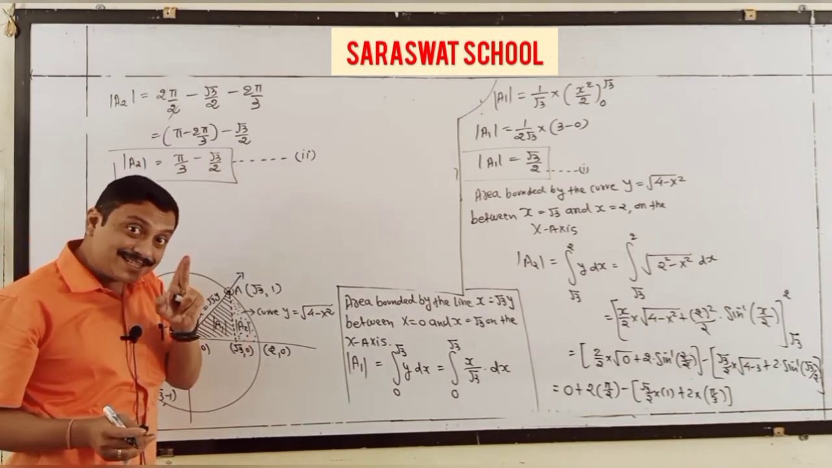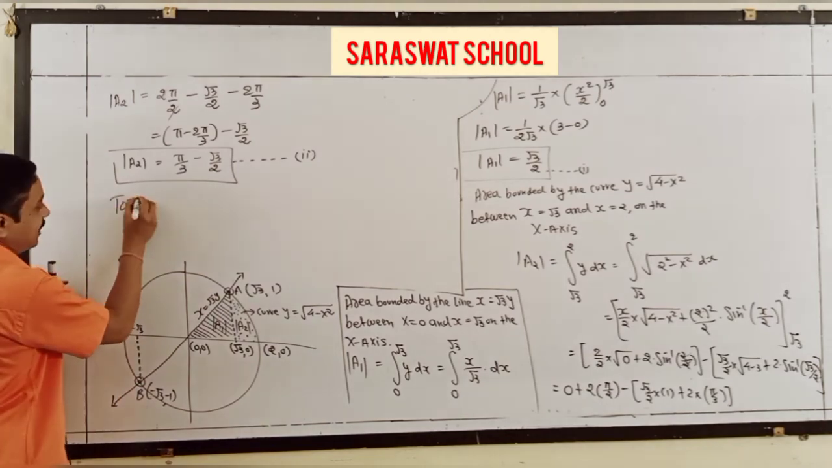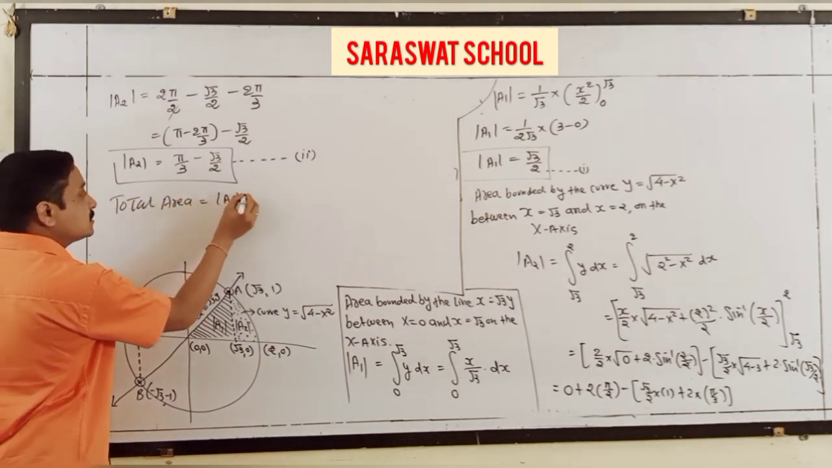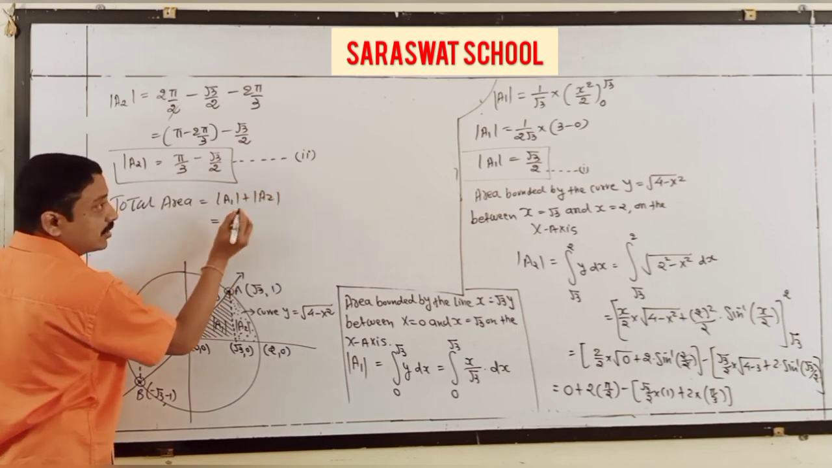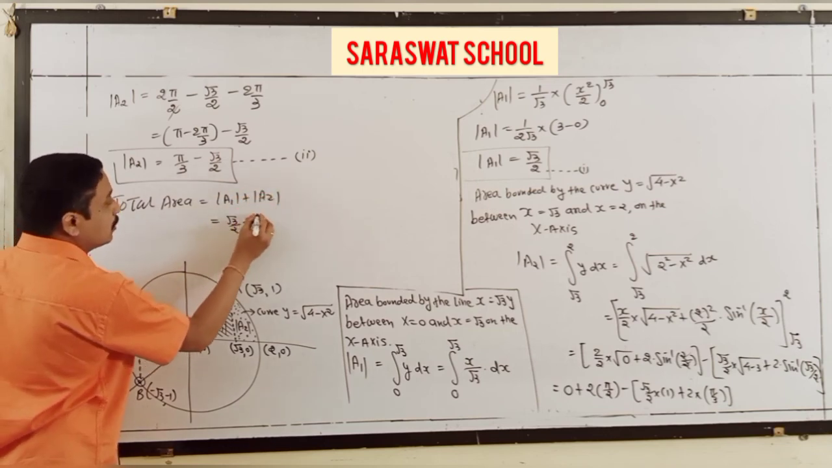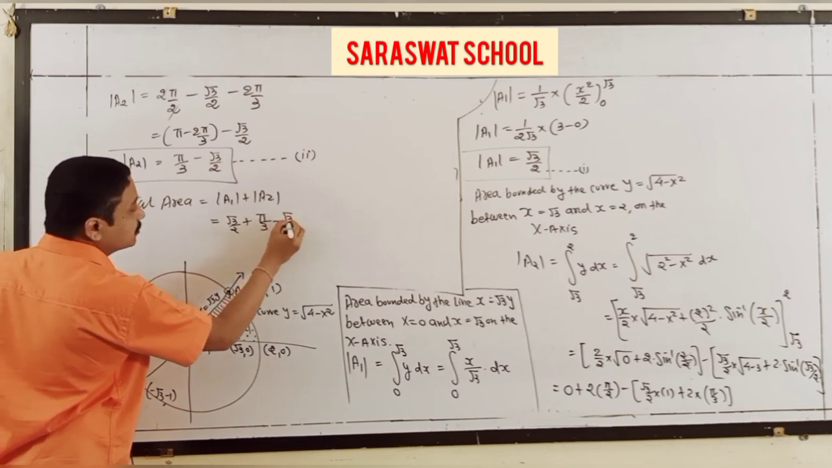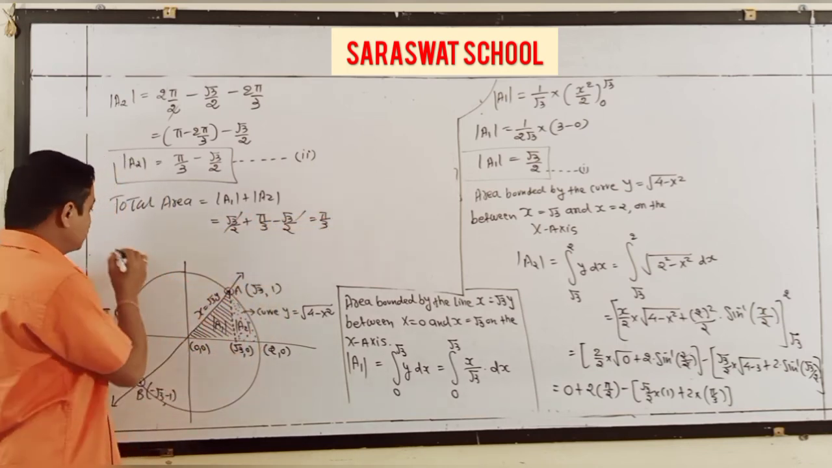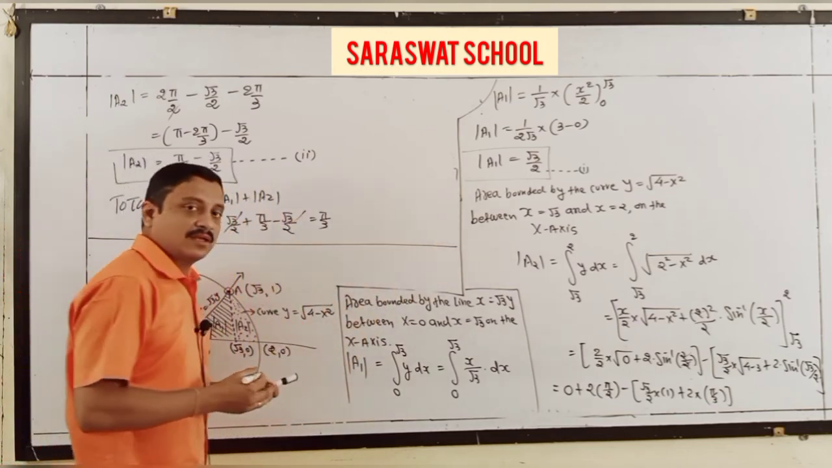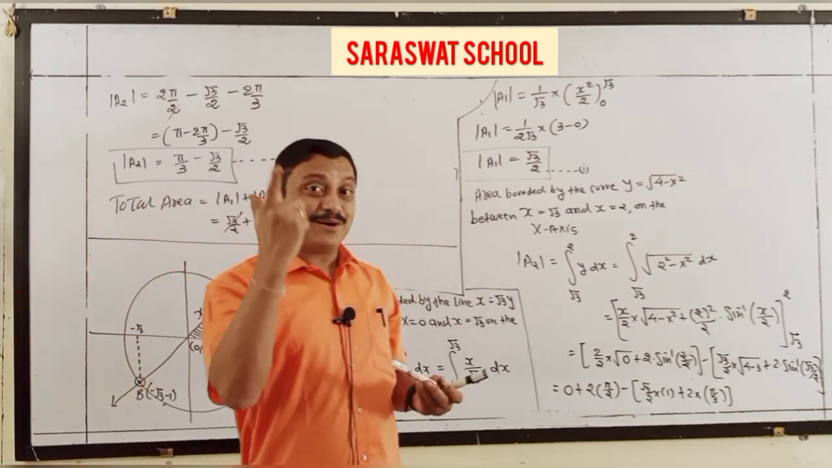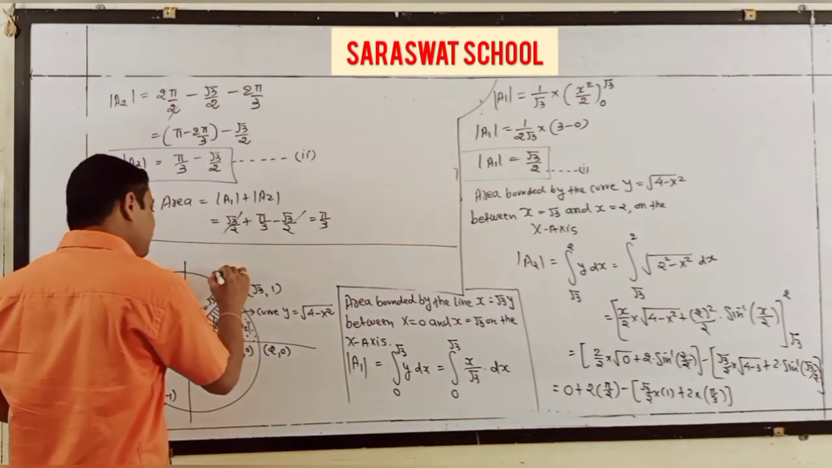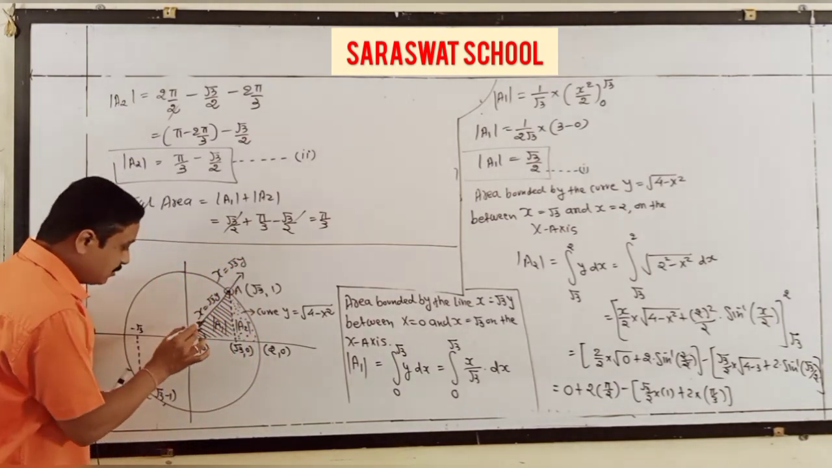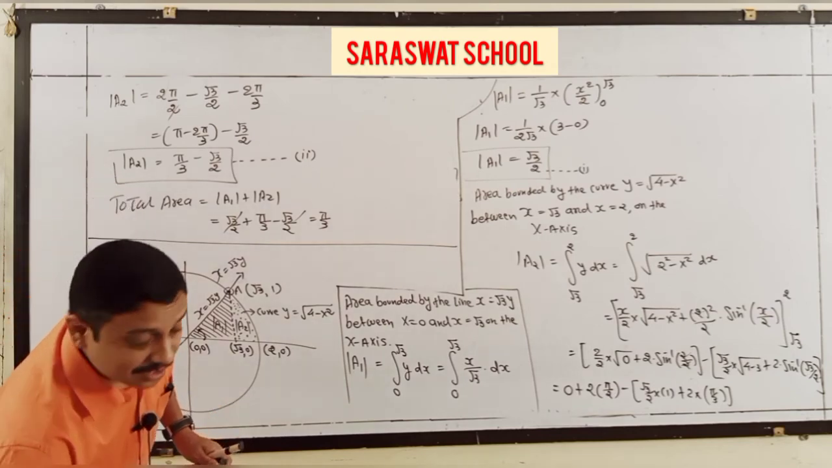Now both additions. So finally, total area is A1 plus A2. What is A1? Root 3 by 2. And A2 is pi by 3 minus root 3 by 2. It should be pi by 3. And that's it, students, your final answer is done. But for this same numerical I will explain a shortcut. This is the line x is equal to root 3y. If you find this angle, you can get the answer very quickly.